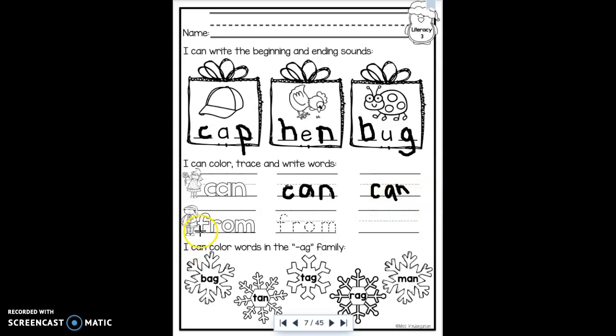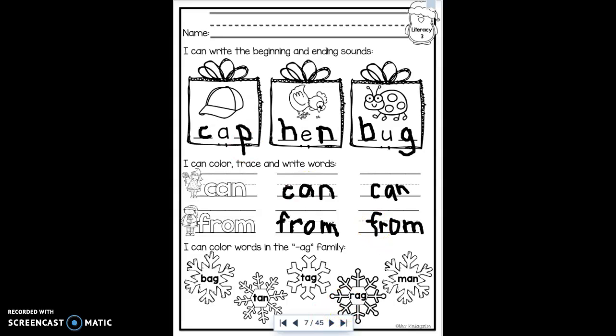In the middle, you'll do the same with this word, F-R-O-M, from. Now I'm going to trace it, F-R-O-M, and I'm going to write it on the third line, from, F-R-O-M. My letters are not the best. I need to practice writing with my computer mouse, don't I?